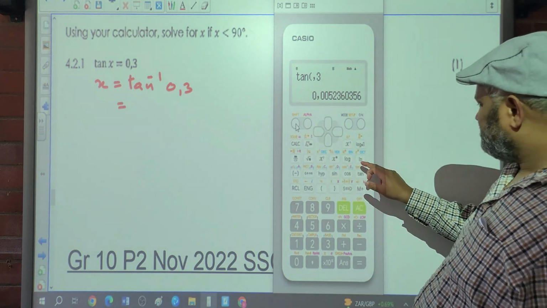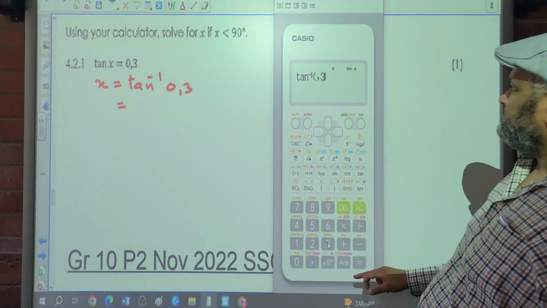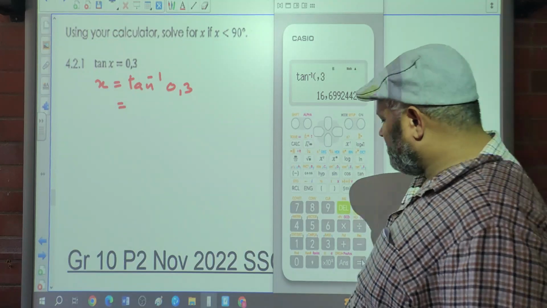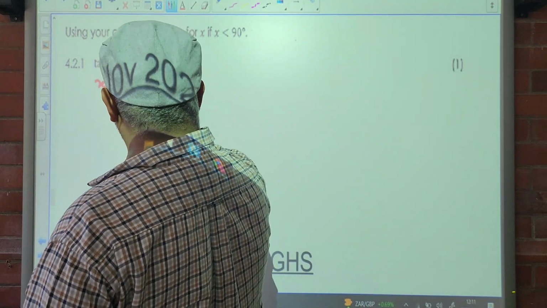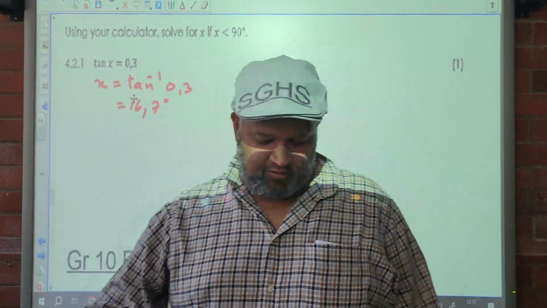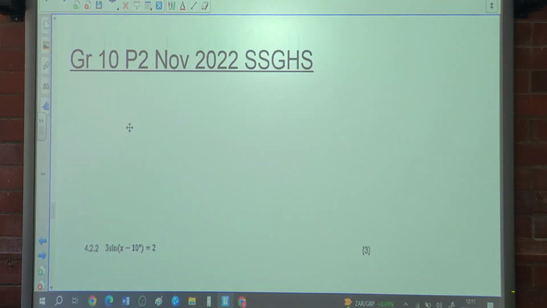Shift. 16,7 degrees. Is that correct? Yes, yes. So 16,7 degrees. Okay, let's look at the next question.